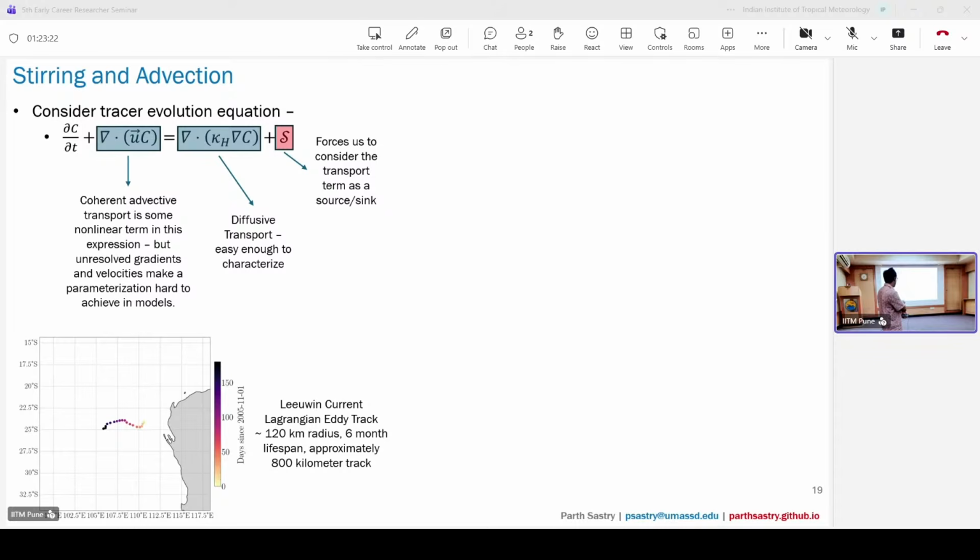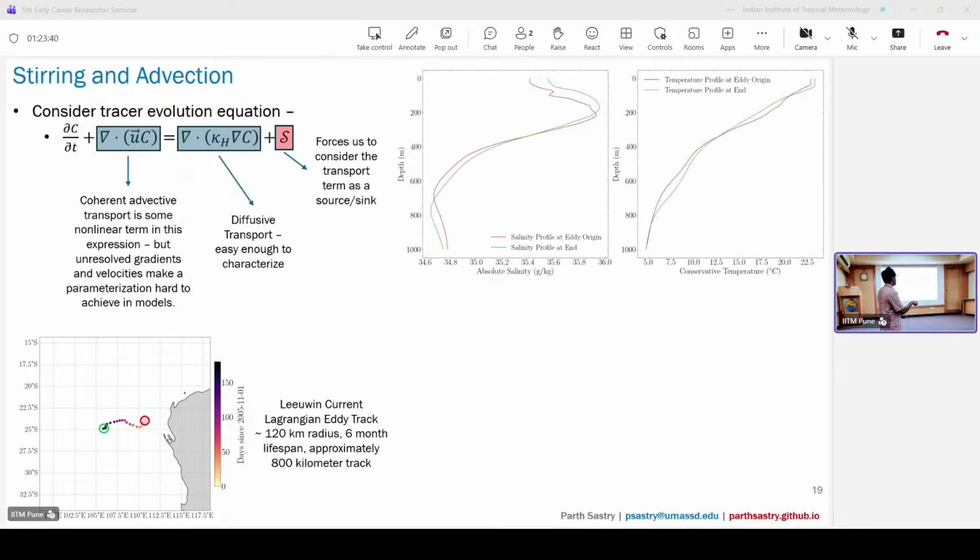The idea being that if you have a Lagrangian eddy that formed over here and then advected westward, you're going to essentially transport water at this location marked by the red circle to the location marked by the green circle. And for salinity, the profiles at the start location and the end location look something like this. For temperature, they look something like this. And for density, they look like this.